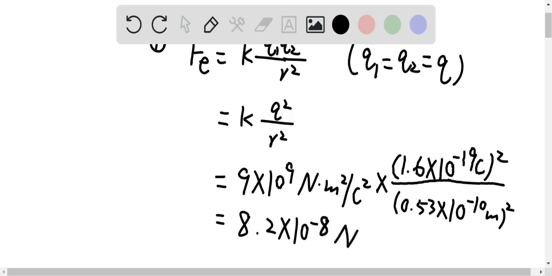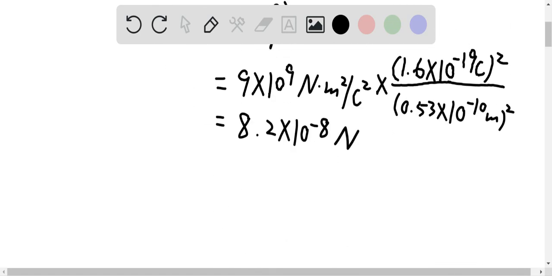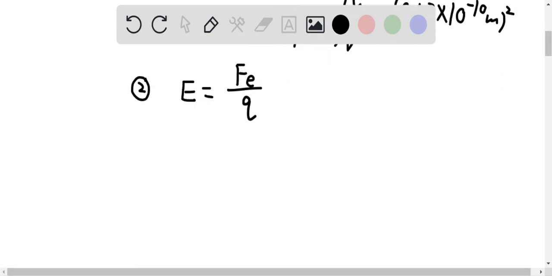newtons. Okay? Since we got the electric force, another physical quantity we can determine is the electric field. And the electric field is equal to the electric force divided by the charge. Okay? And this will give us the electric field is equal to K times Q over R squared.